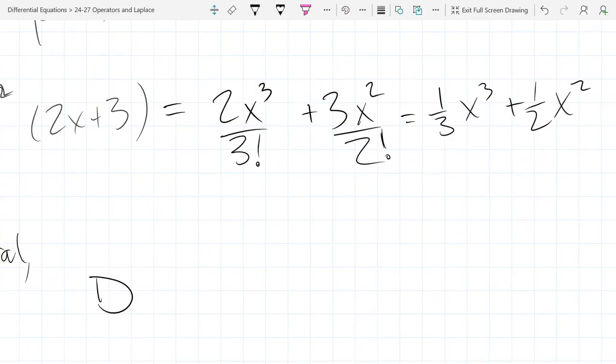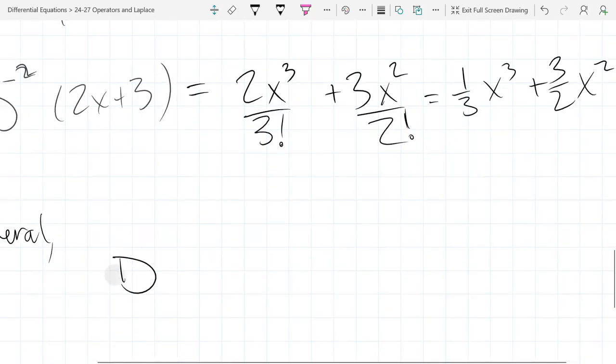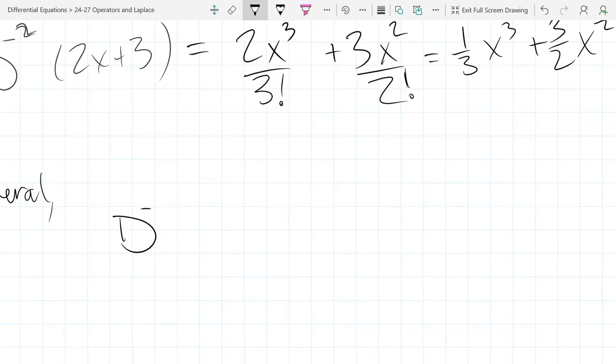You have 2x cubed plus x squared instead of plus 3x squared. Is that right? It'll be 3x, which will be 3. All right, that looks okay.